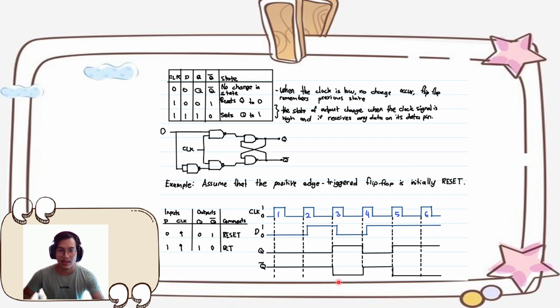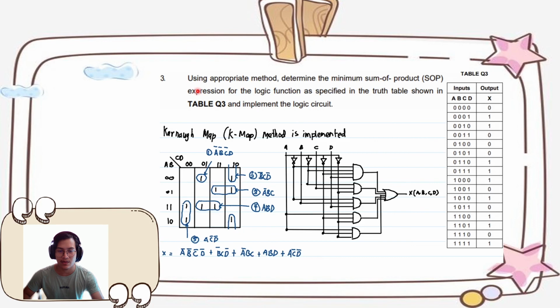Okay, and the last question basically asks us about the method suitable for getting the minimum SOP for ABCD, and we can use the K-map to solve this. So by utilizing the Karnaugh map, we get the output A bar B bar C bar D bar plus B bar C D bar plus A bar B C plus A B plus A C bar D bar. And over here we can get the correct diagram of the logic circuit.